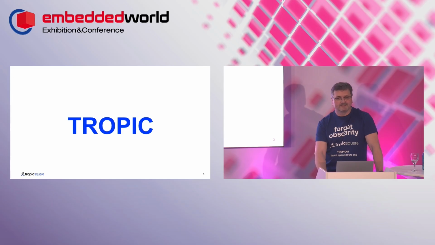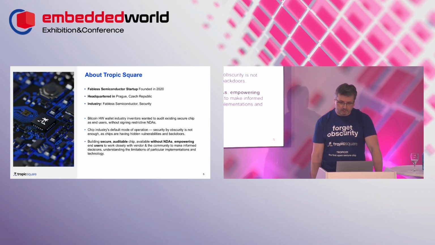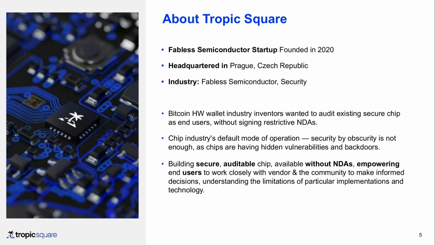Because we are new in the market, we really need to let people know that there is an alternative. And this is really the truly open IC, our solution, which we are working on very, very intensively. So Tropic Square was founded in 2020, so we will turn, I think, 5 years next week. We are based in Prague, Czech Republic, and our focus is fabless semiconductor security, so we're building the ASIC, and we want to sell the ASIC. That's why we're looking for target markets and supporting our customers to implement better security for their end users and to protect their customers, their businesses, and so on.